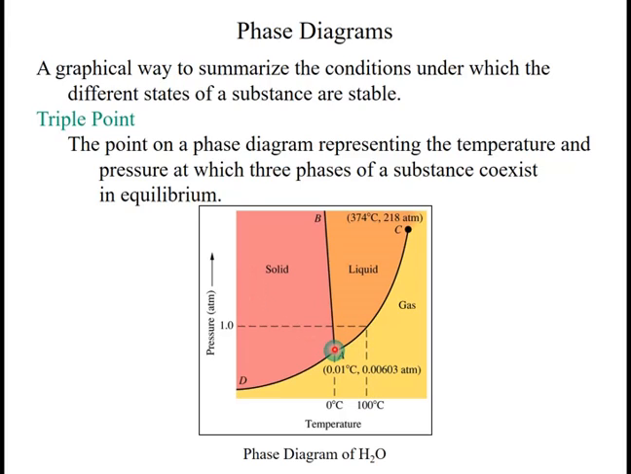You also have something on here called a triple point, which is in green here, matching the green in the text. It's the point on the phase diagram representing the temperature and pressure at which all three phases coexist. So at this point, which is 0.01 degrees C and 0.00603 atmospheres, solid, liquid, and gas all coexist at the same time. Okay, this one only has one triple point. I'm going to show you another one that has two triple points.